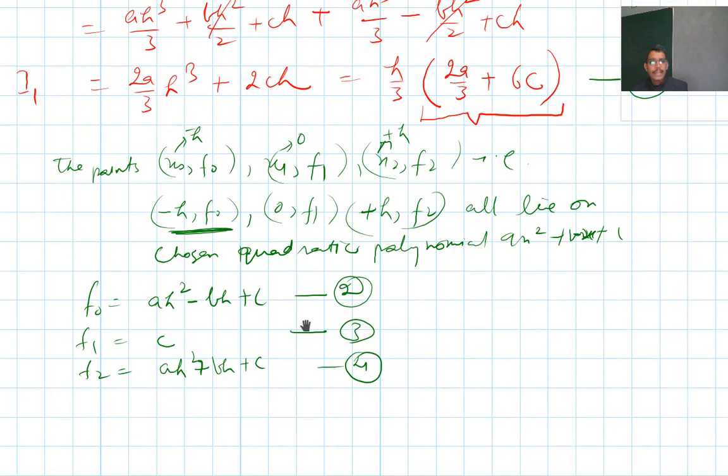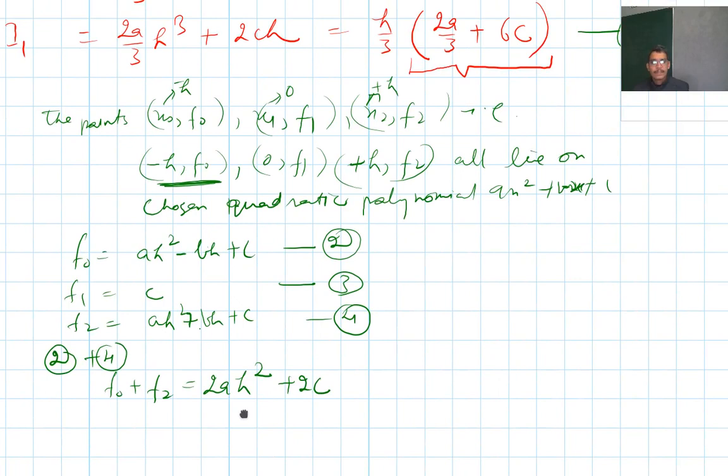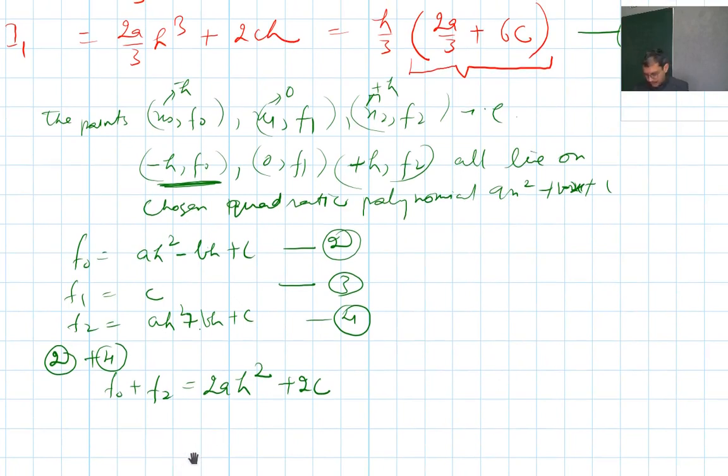So what I need to find is 2a by 3. For this, let us proceed as follows. Let us use the operation 2 plus 4. If I add these two equations, then f0 plus f2 can be written as, these two will cancel out, so it is 2ah² plus 2c we are getting, right? That's what we are getting here.